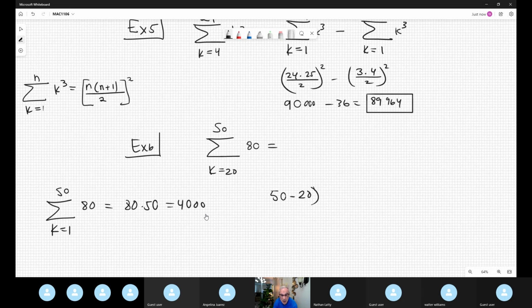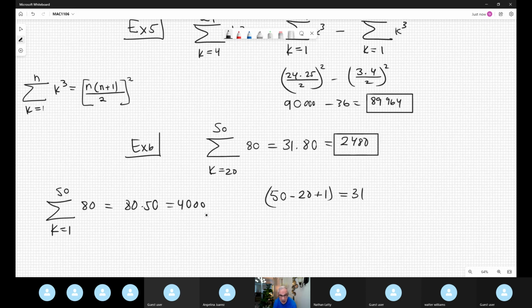but plus 1. Why plus 1, professor? Because how many numbers do we have between 20 and 50? We have 30, no, we have 31, because we include both endpoints. We include 20 and we include 50. So it is 31. So you multiply 31 times 80. And the answer is 2,480.